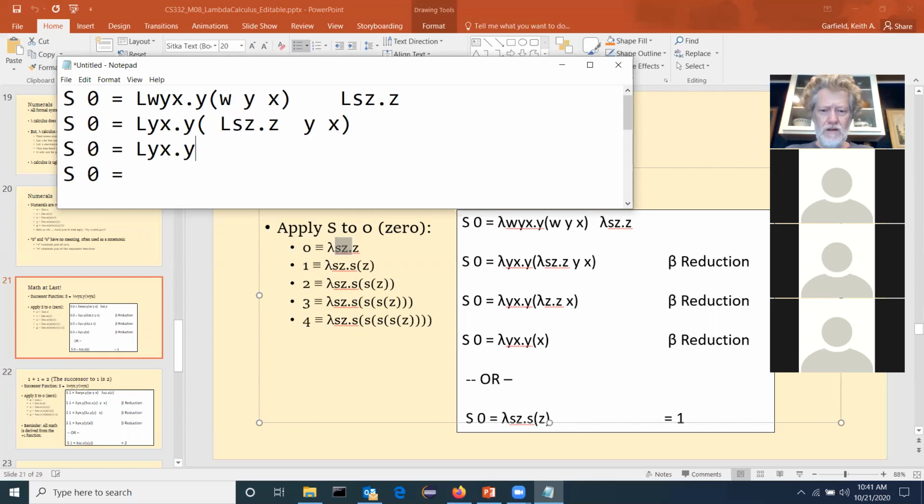Lyx.y, and then get rid of the s, ignore it because there is no s, right? So it's just x like that. Do that again, Lyx.y, and now I'm going to apply this x to lz.z. That's the identity function. All it does is you put something in, it gives it right back.